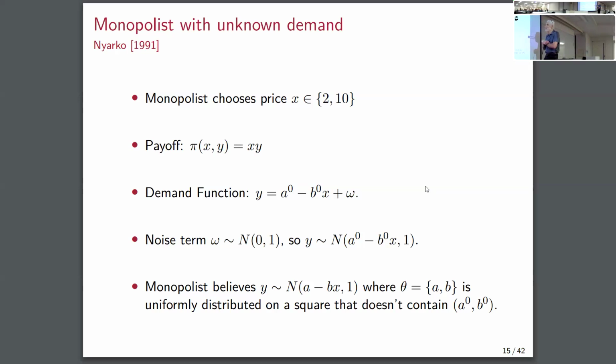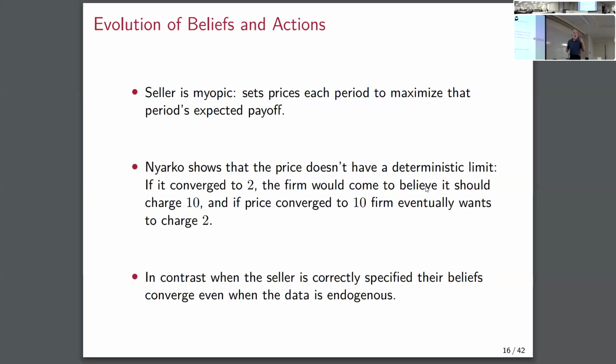The payoff is the price X times sales Y. The demand function Y is linear, a naught minus b naught X plus omega, where omega is normal 0, 1. So Y is also normal. That's kind of weird, maybe having potentially negative sales, but that's an example. The monopolist thinks that Y is normal with a minus dX, as opposed to a naught minus b naught, and does not know the possible values of a and b, but he has beliefs over a and b that are uniformly distributed on some rectangle or square that doesn't include the truth. So the monopolist knows the demand is linear, doesn't know the slope and intercept, and is misspecified. And they're myopic. They set the price each period to maximize that period's expected payoff. And Nyarko shows that this process does not have a deterministic limit.